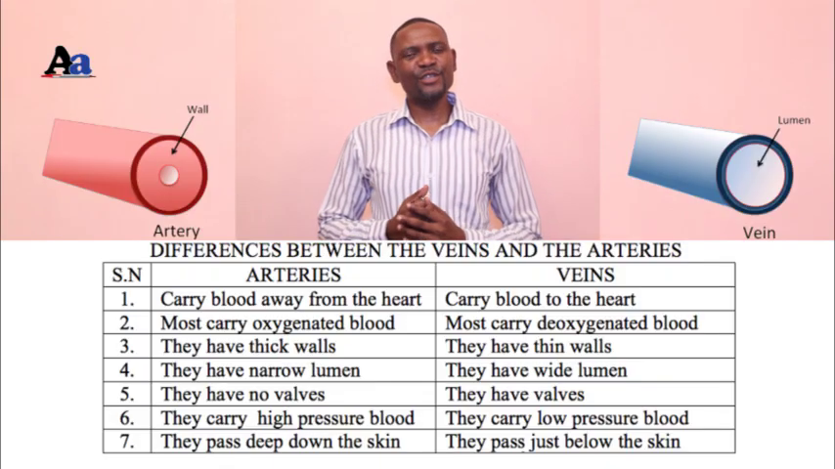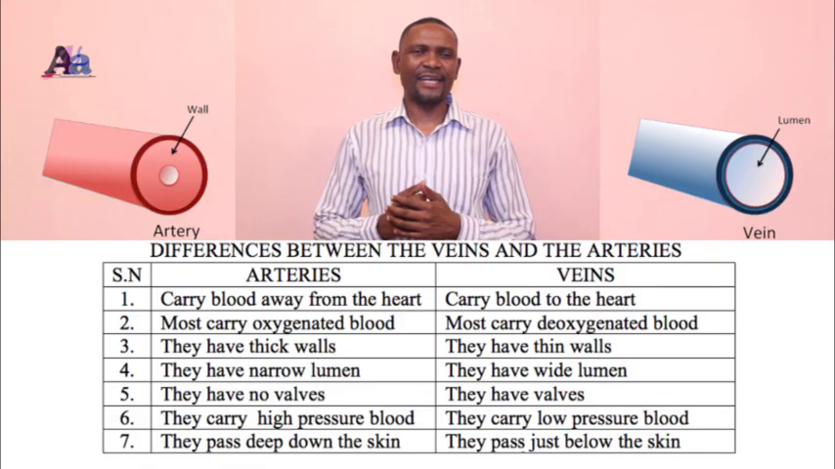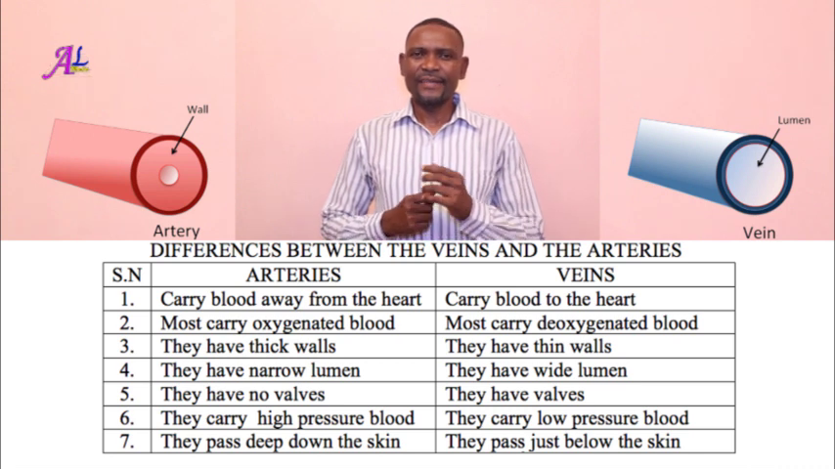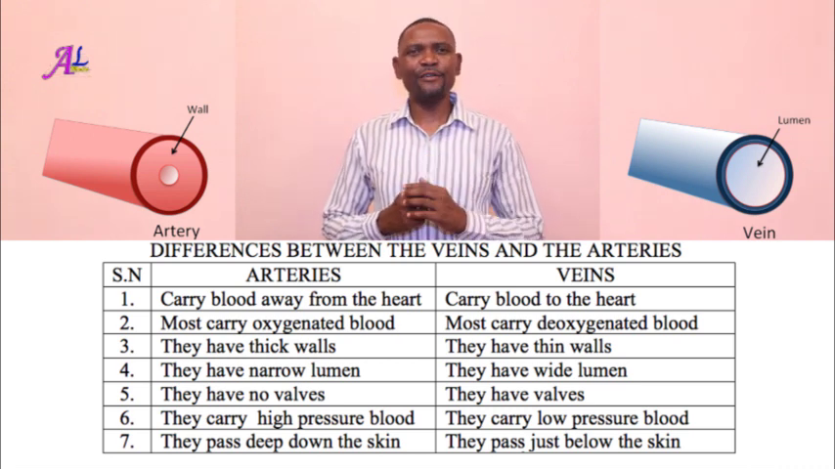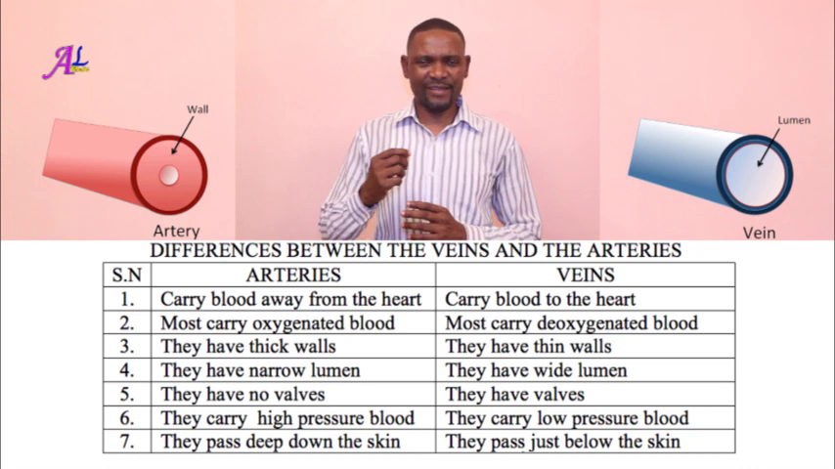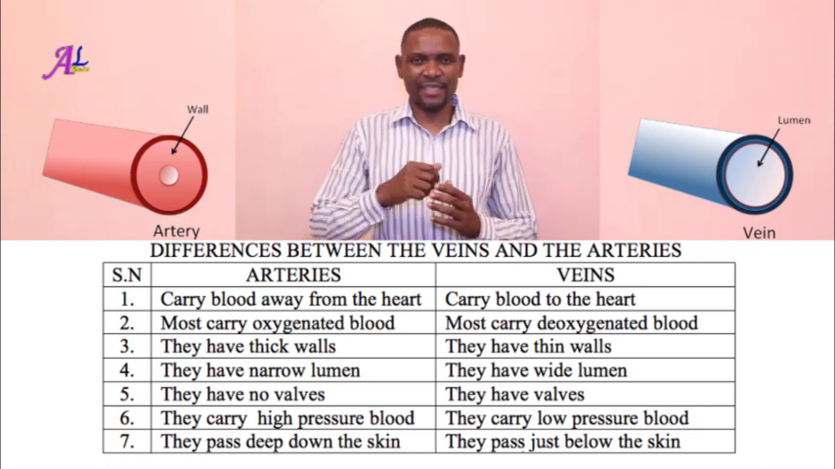After seeing these kinds of blood vessels, let's look at the differences between the two major types of blood vessels, the arteries and the veins. The differences between the veins and the arteries are as follows. The arteries take blood away from the heart, while the veins take blood back to the heart.